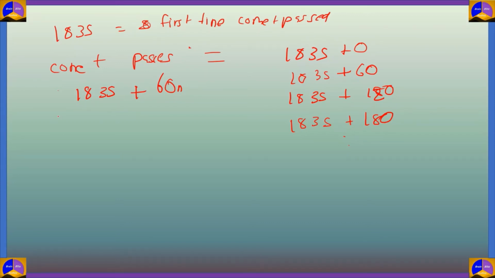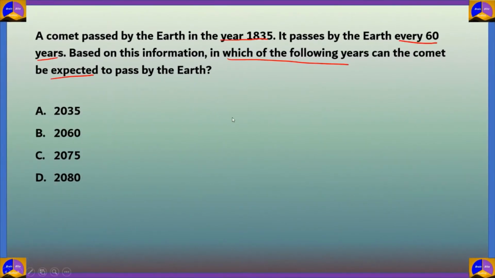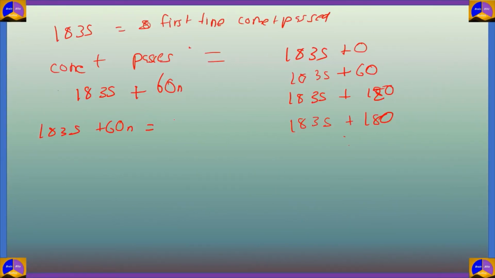Now we have to apply this in the options to find if n is equal to an integer. If n is an integer, then the option is correct. So let's try 1835 plus 60n equals, so first option is 2035, equal to 2035.